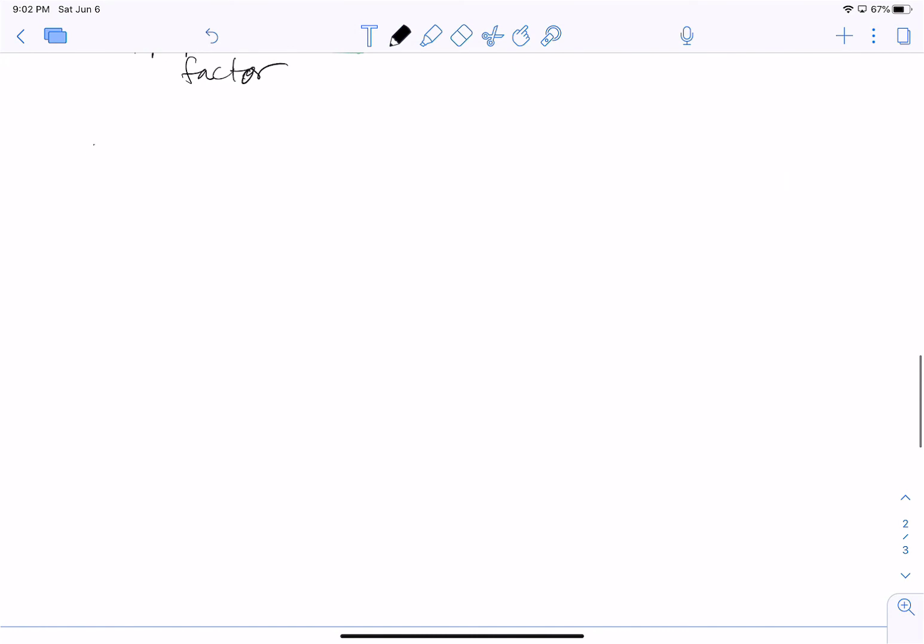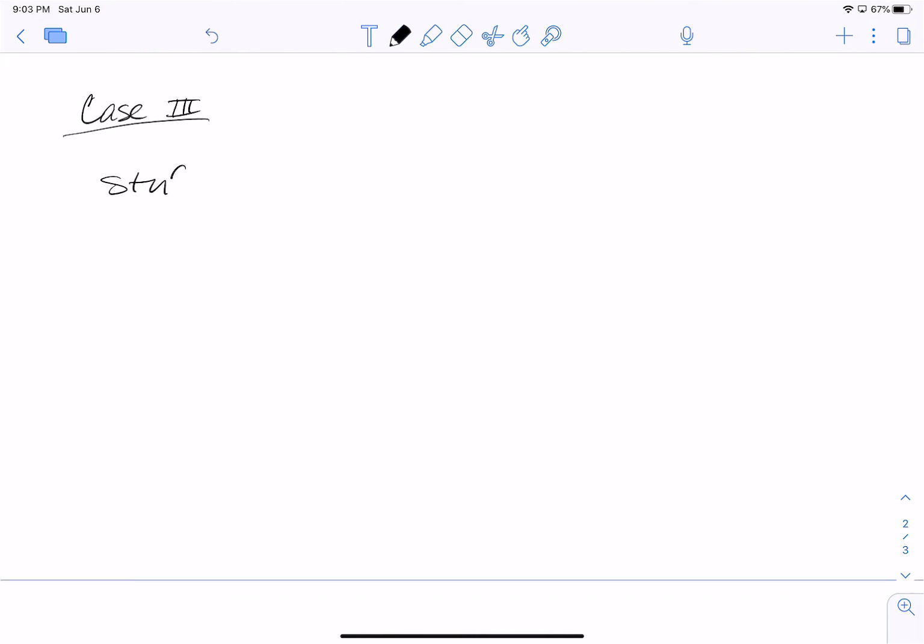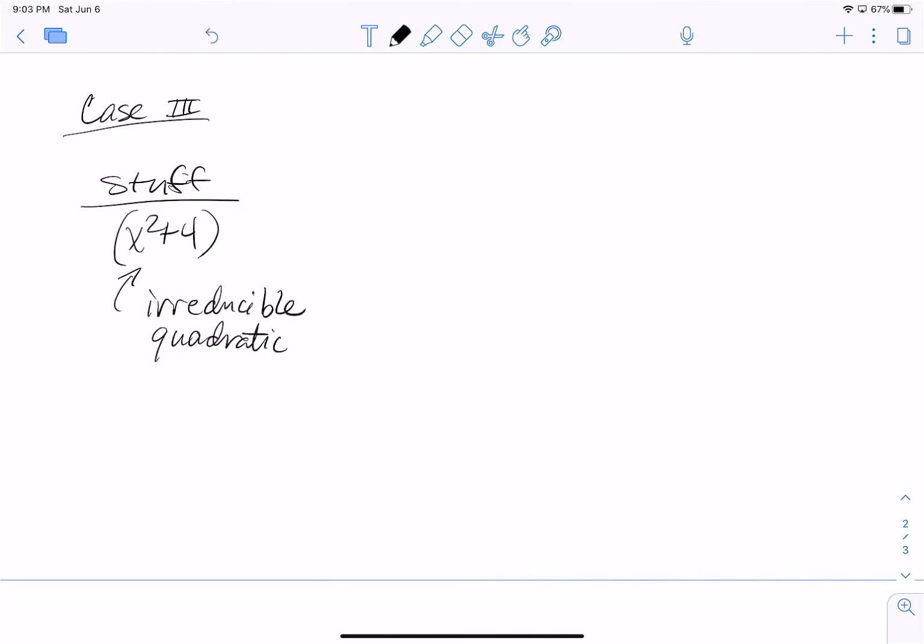In case 3, we consider something like stuff divided by x squared plus 4, supposing that's one of our factors. X squared plus 4 is a prime quadratic, or it's referred to as an irreducible quadratic. If we see such a denominator, then we will set up a fraction with the denominator of x squared plus 4. We want a proper fraction. I only want the degree of the numerator to be 1 less than the degree of the denominator. Since my denominator is a quadratic, I want a linear numerator. The most generic linear we can have is something that looks like ax plus b.